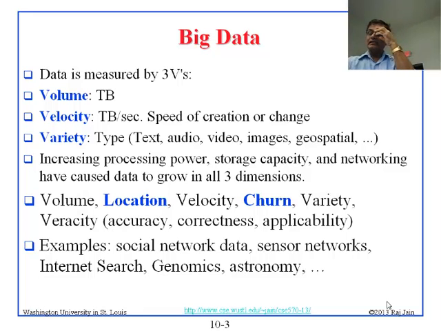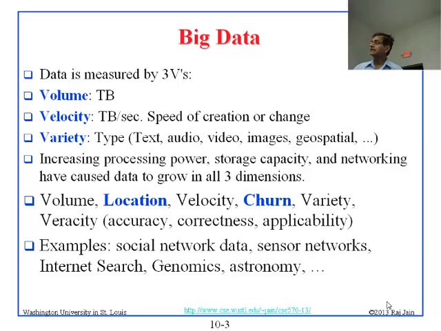Data is measured by 3 dimensions, 3 V's. Volume: how many terabytes is it? If it is big, then it is big data. Velocity: how fast does it change? Right, terabytes per second. So if it changes very fast, then it is big data. Variety: what kind of data is it? Is it fixed? Is it text, audio, video, images, spatial, or mixed? The more problem there is, the bigger problem it is, and then it becomes a big data problem.